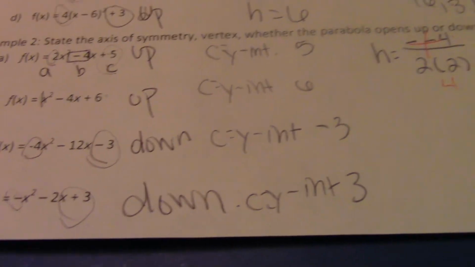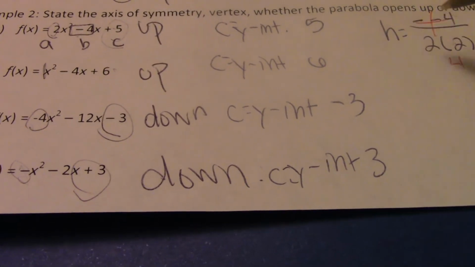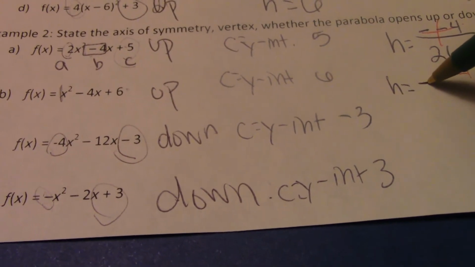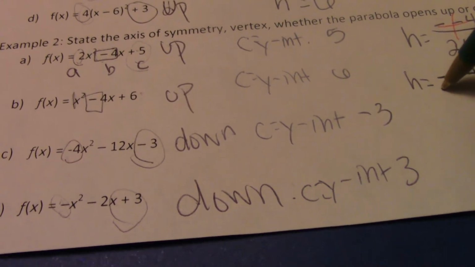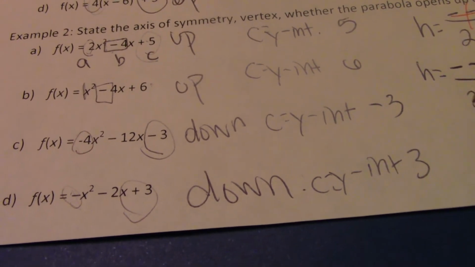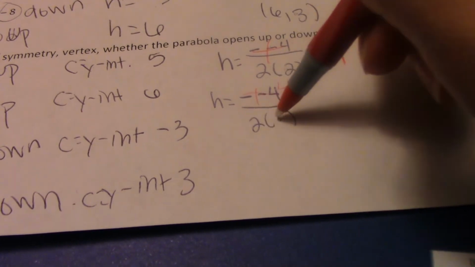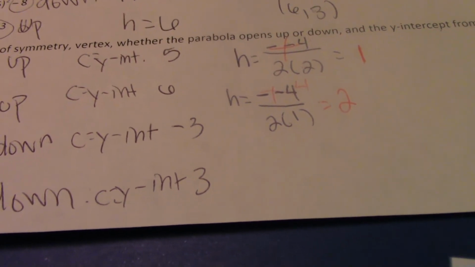Okay, same thing on b. We need h equals a negative, because it's always got a negative. And that's a negative 4 again. Negative 4 over 2 times the 1. So if we do this, that's positive, and this is 2, right? So 4 divided by 2 is 2.